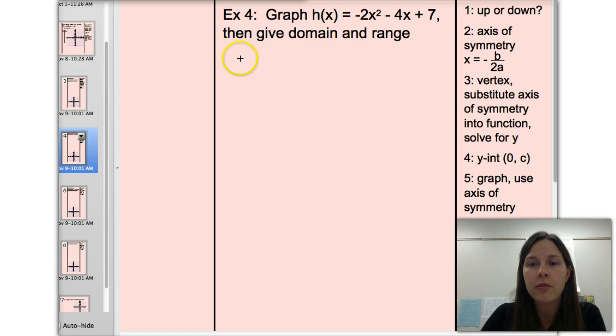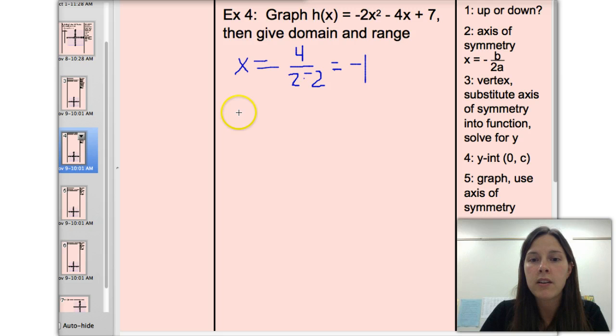So first step, finding that axis of symmetry. We get opposite of B, so in this case our B is negative 4, so the opposite of that is positive 4, over 2 times negative 2. So we get 4 divided by negative 4, or negative 1. Sorry, the other half, my equal sign disappeared.